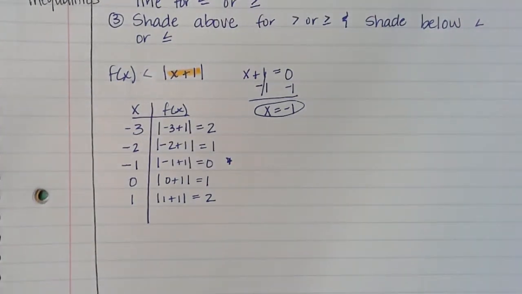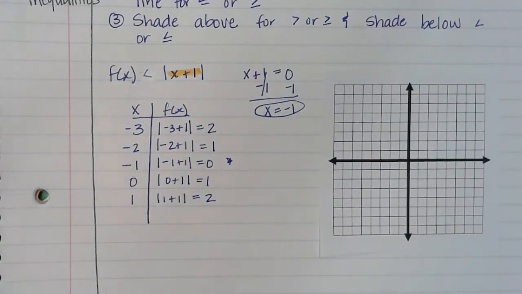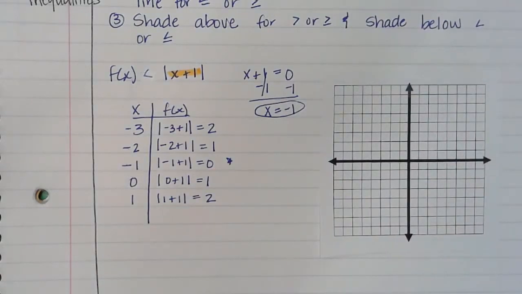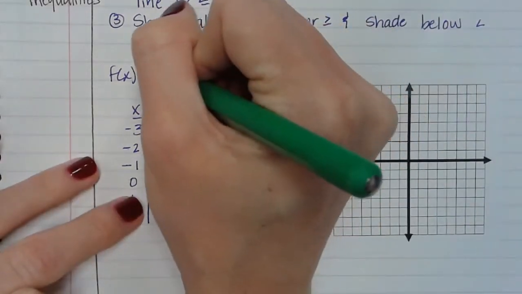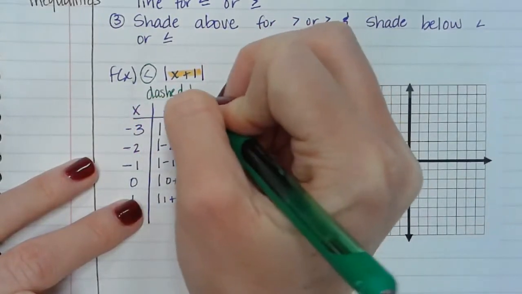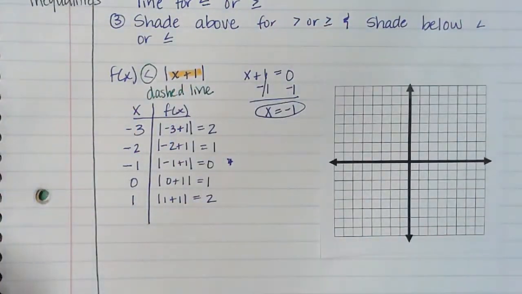Now we're going to graph this and recall the rules for graphing inequalities. So we're going to take a look at that inequality symbol, and it's less than. If the symbol is less than, not equal to, then we're going to use a dashed line. And since it's less than, we're going to shade below.